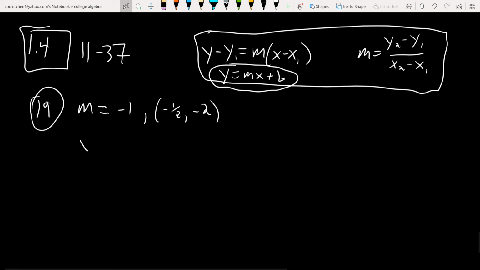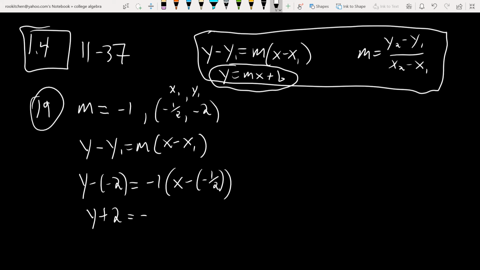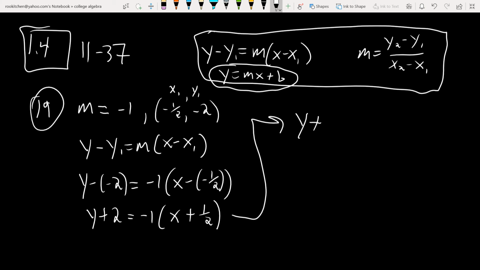So I'm going to start with point slope form. So y minus y1 is m times x minus x1. And I'm just plugging this material in. This is x1, this is y1. Okay. So I have y minus -2 is -1 times x minus -1/2. Y minus -2 is y plus 2 equals -1 times x plus 1/2. You want to get it in this y equals form, so you're trying to solve for y, basically.